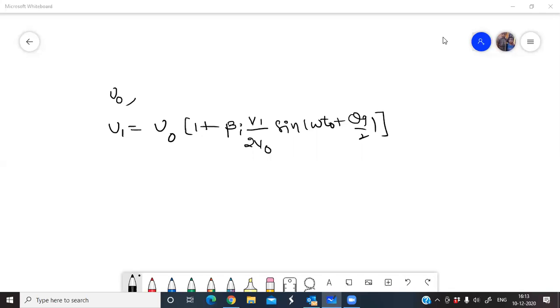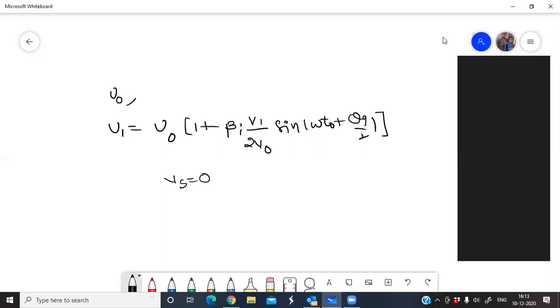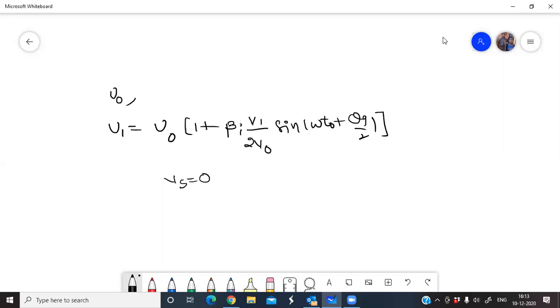Now, next continuation is the electrons that pass the buncher at Vs equal to 0. Listen carefully. The electrons that pass the buncher at Vs equal to 0 travel through with unchanged velocity V0 and become the bunching center. Once again, I am repeating the sentence. The electrons that pass the buncher cavity at Vs equal to 0. What is the meaning of this?